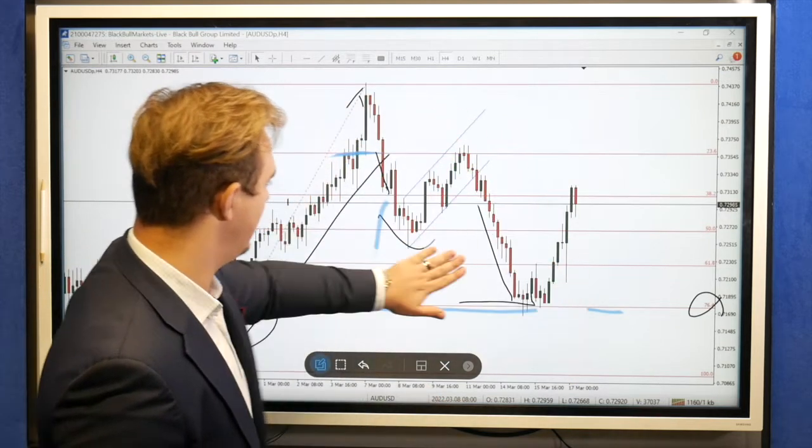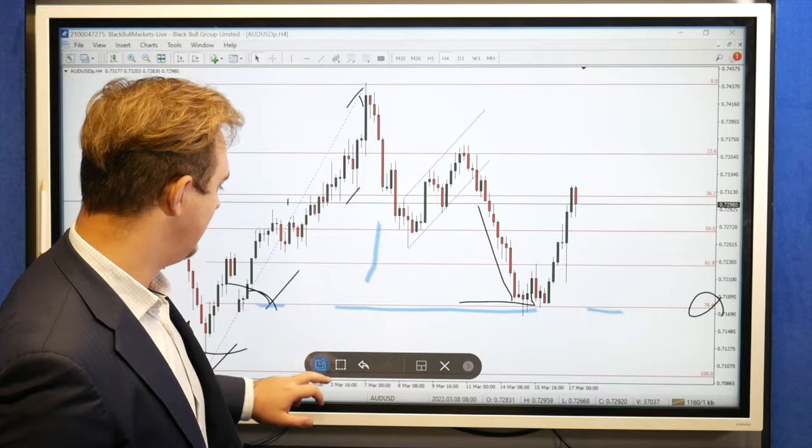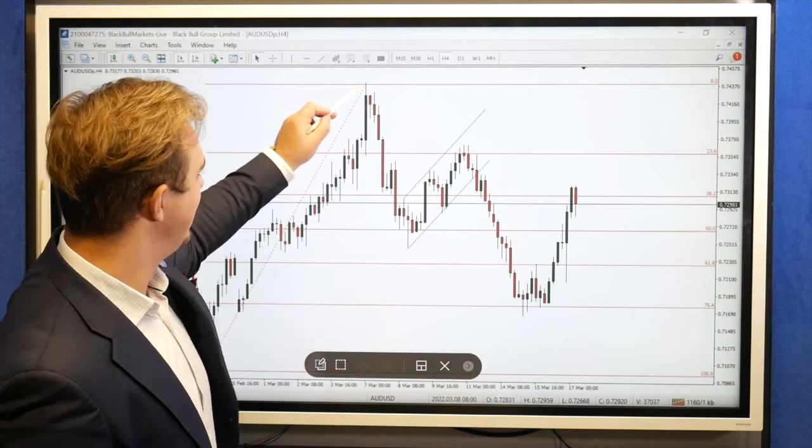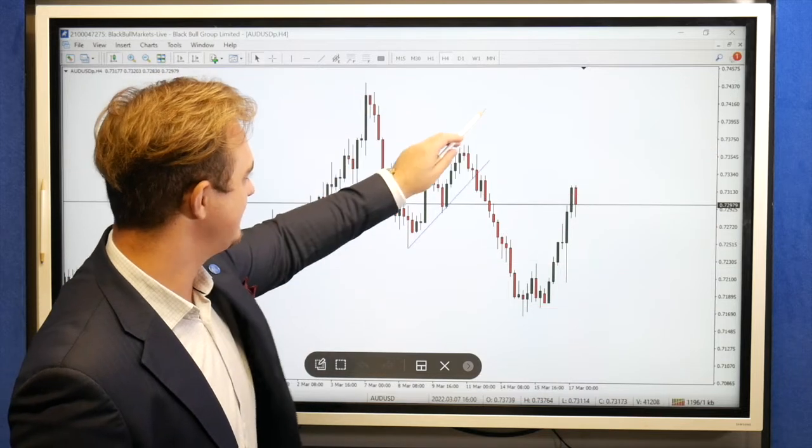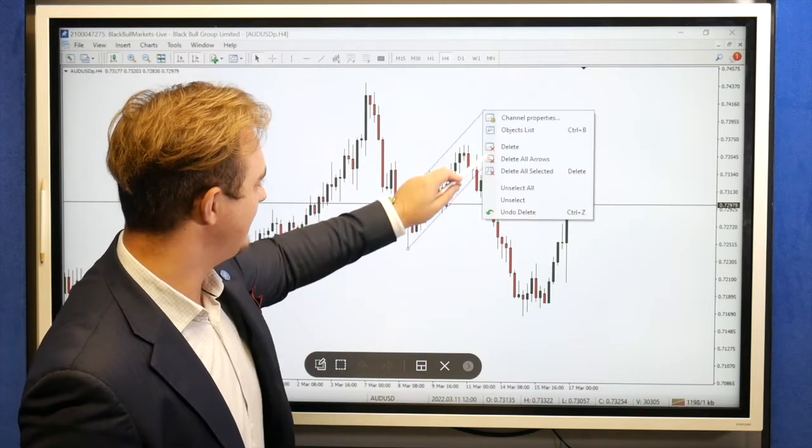We also have a bit of Elliott Wave in here. So let me quickly clear all these messy little bits off here so we can see a bit better. I'll get rid of this channel as well, just so we can see a bit better.